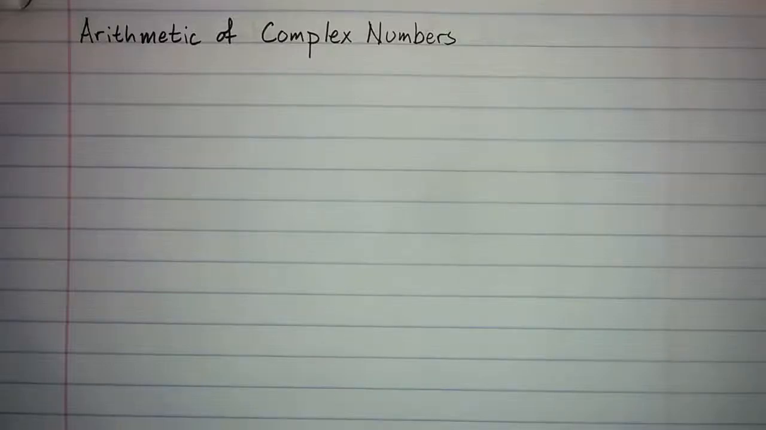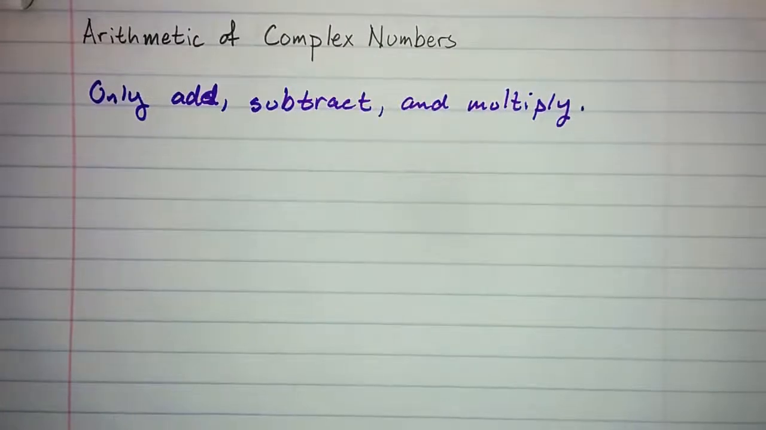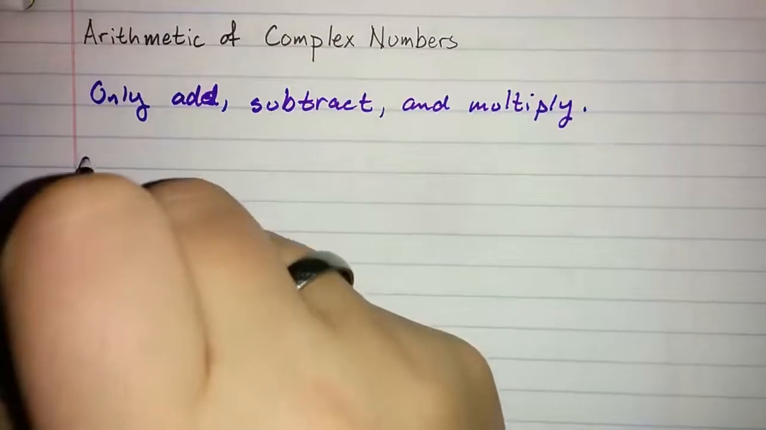Let's talk a little bit about the arithmetic of complex numbers. For the moment, we're only going to talk about addition, subtraction, and multiplication. We can divide complex numbers, but there are complications that we don't want to bother you with at this time. We will see how to divide complex numbers using our calculator in a future video. So, how to add, subtract, and multiply complex numbers?